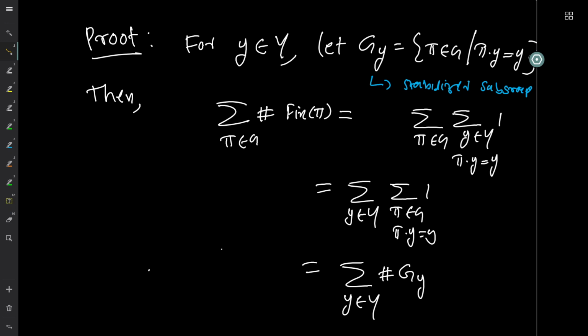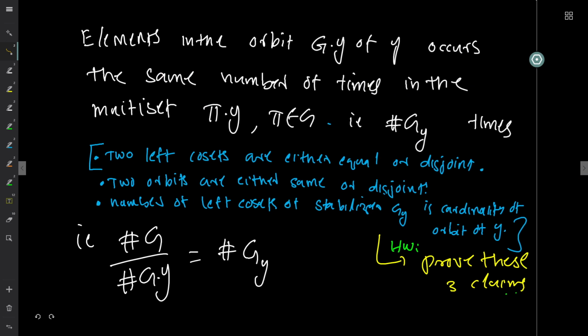So which is the stabilizer subgroup, right? So summation over all y belongs to Y, cardinality of G_y. Now let us see, can we look at cardinality of G_y in another way? So when we look at the action of the group, the elements in the orbit, let's say G y. So I denote by G y the orbit of y, right?